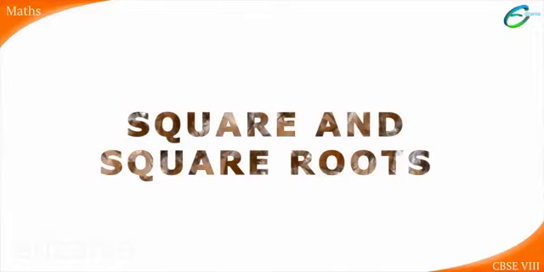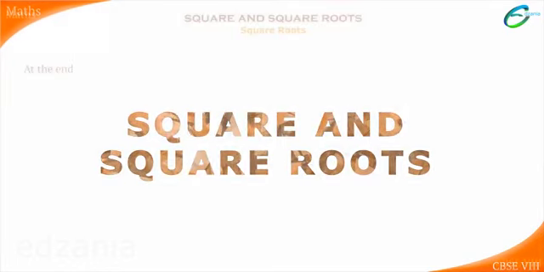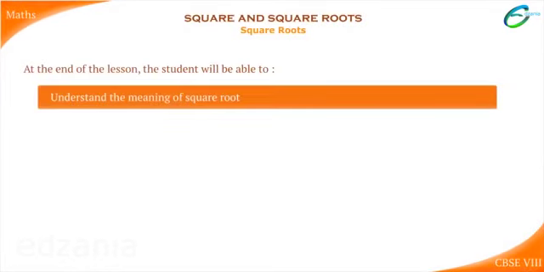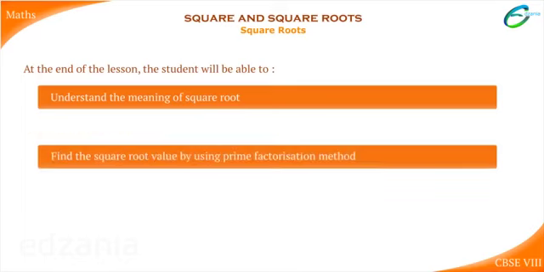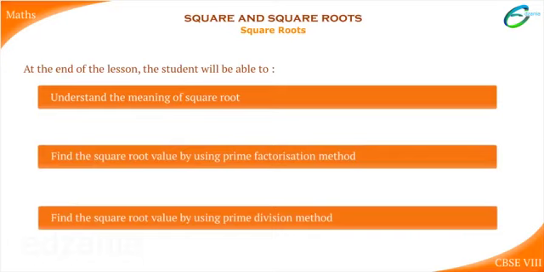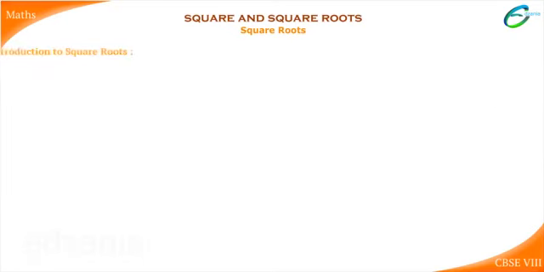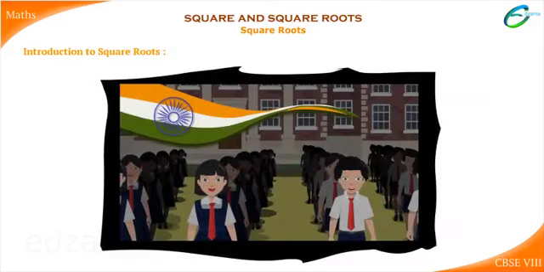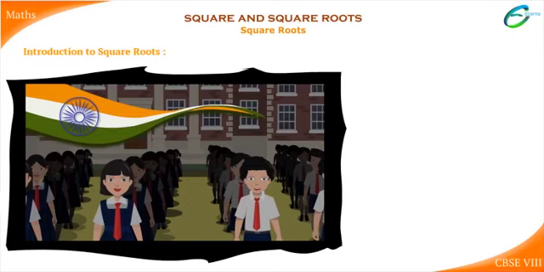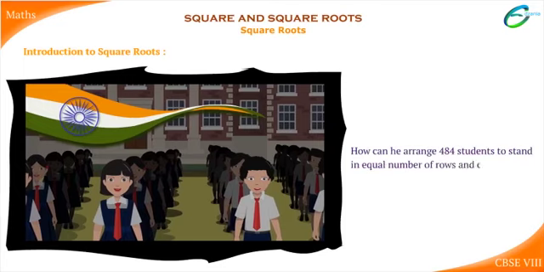Square and square roots. A school is celebrating Independence Day in the school ground. For that, a teacher wants to arrange 484 students to stand in equal number of rows and columns. So, how can he arrange 484 students to stand in equal number of rows and columns?